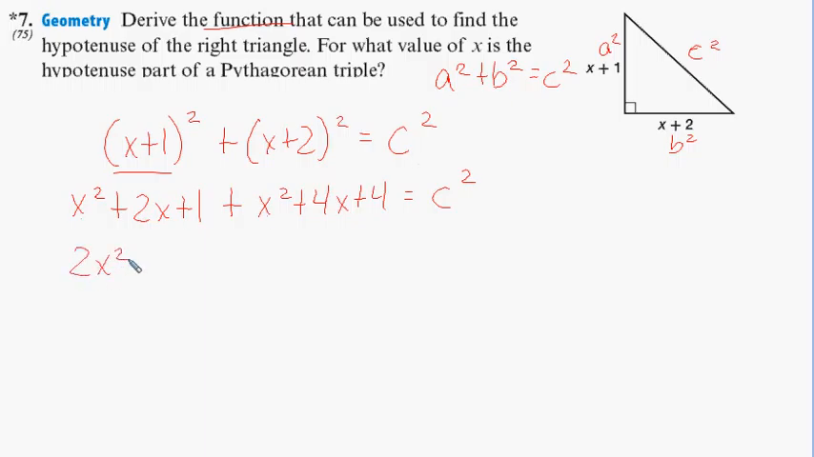That gives us 2x squared. Here we have our like terms, that's plus 6x. And then here we have plus 5 is equal to c squared. In order to find c, we have to take this value.